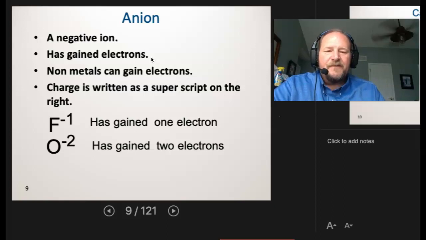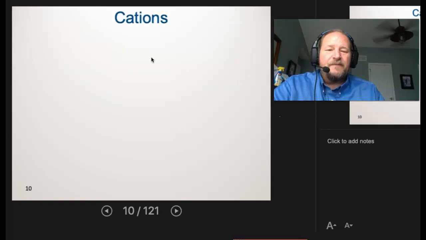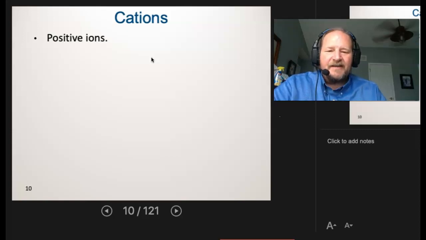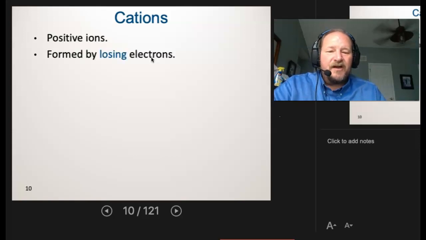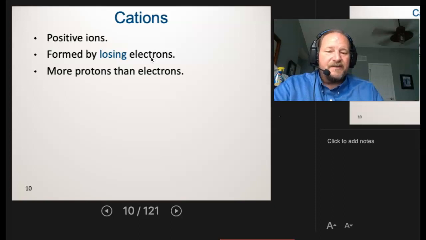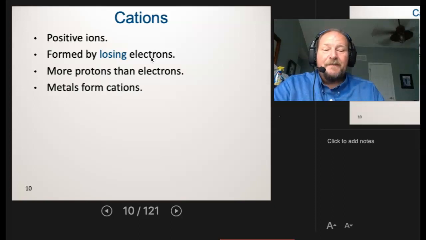Now, what happens if we don't gain electrons, but we lose them? Well, if we lose them, that means we formed a cation, right? So a cation is a positive ion. It's the cathode, it's positive, that's where the cat is coming from. So it's not the animal, it's not a cat, it's not a feline, it's a cation. Now, positive ions are going to be formed by losing electrons, which means you have more protons than electrons. And again, that's going to be the metals.